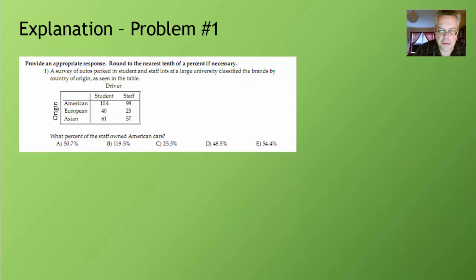So this percent is only out of the staff. There are a total of 180 staff members. So they didn't provide the totals in the table, so we'll write in the total. And the number of staff members who own American cars was 98. So if you do 98 divided by 180 and convert it to a percent, this should work out to 54.4%. So my advice is be really careful about what group they're talking about. This was of the staff, so only that part of the table. And so the correct answer was E.